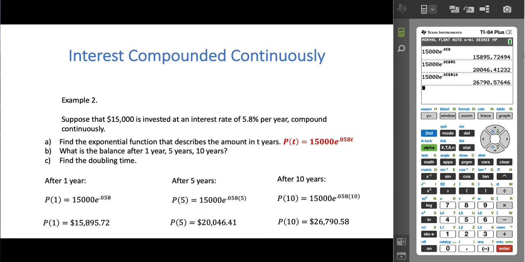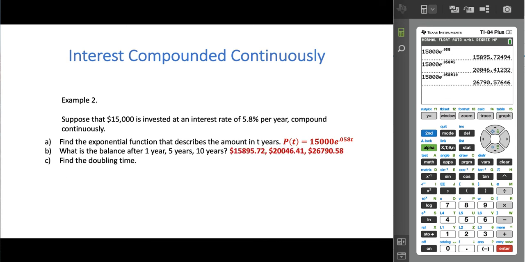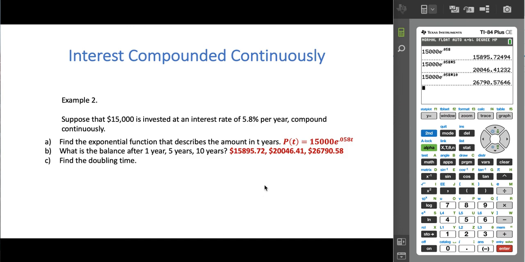Okay, the last question is to find the doubling time. Remember, we want to find the time it's going to take for the money to double. So which one of these formulas should we be using? Hopefully you recognize that we want this formula where we're looking for the time. So t is equal to the natural log of 2 over k. K, remember, is the interest rate.